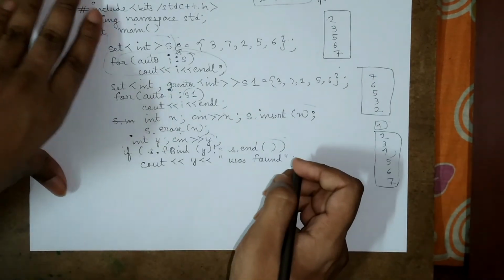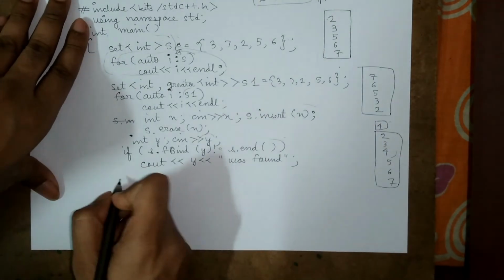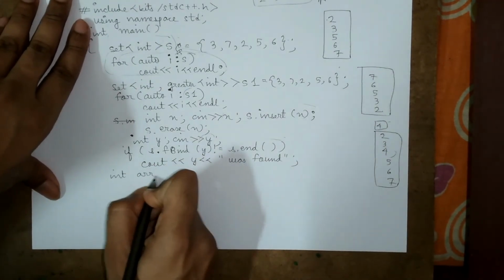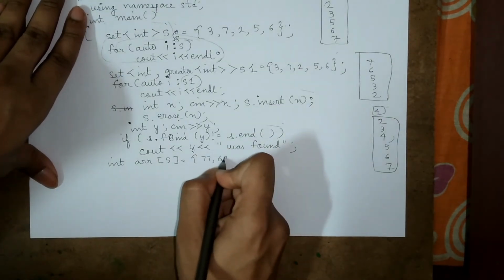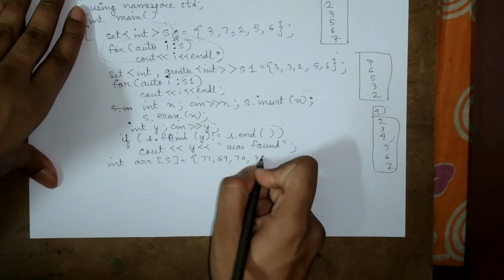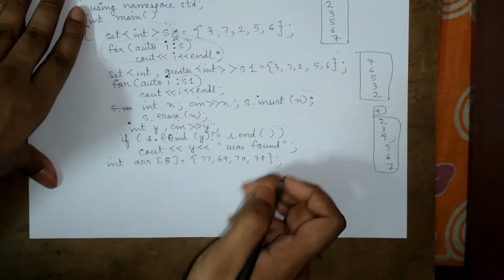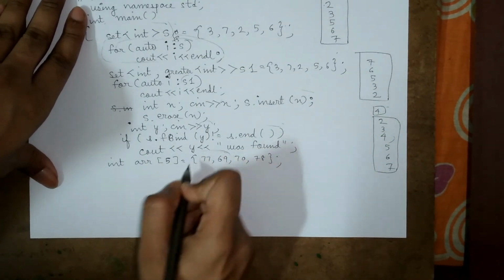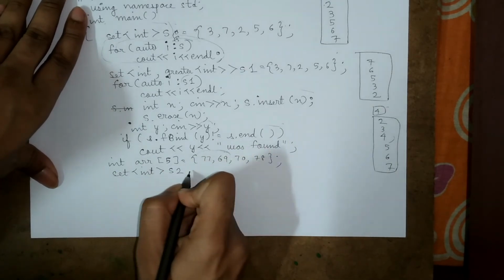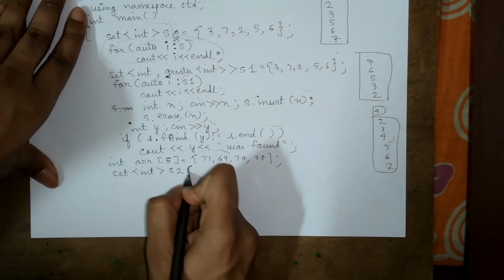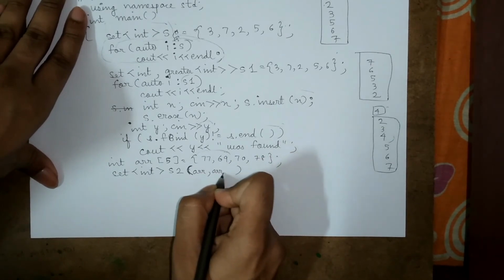Okay, now let's say we want to copy some array elements into a set. Then what we can do, let's say we have an array int arr[5] equals 77 69 70, then 78, something like this. So now if we want to copy this into a set, let's say the first two elements, then we can do something like set<int> s2, and then you will have to give these brackets, and then you can do something like arr comma arr plus 2.